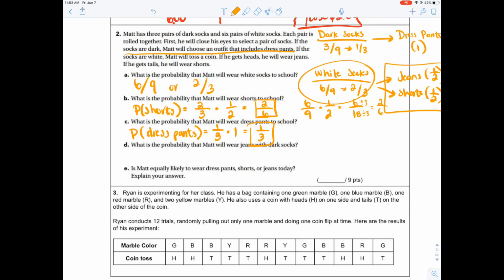All right, what is the probability that Matt will wear jeans with dark socks? Well, as you guys know, if he picks dark socks, he's going to wear dress pants. So the chances of that happening is 0.